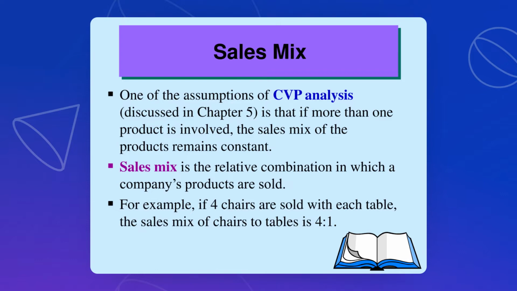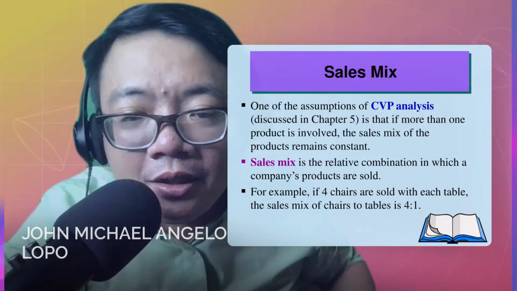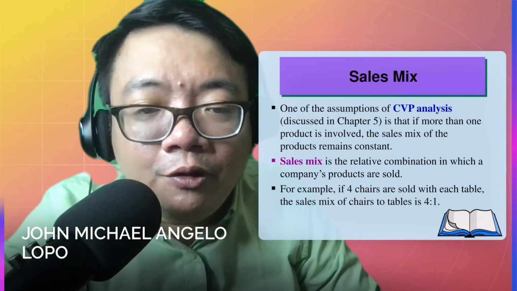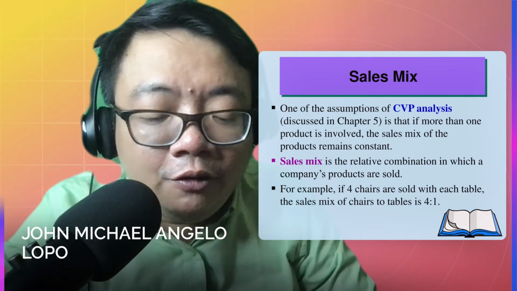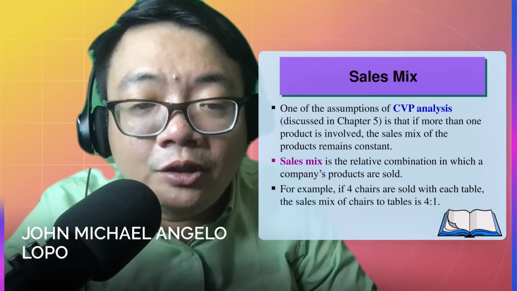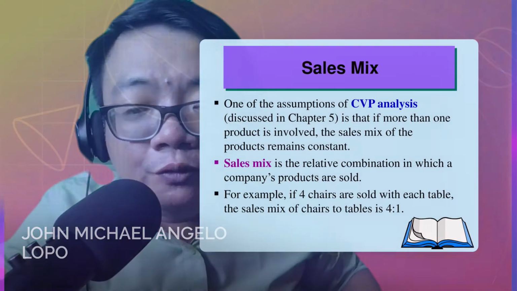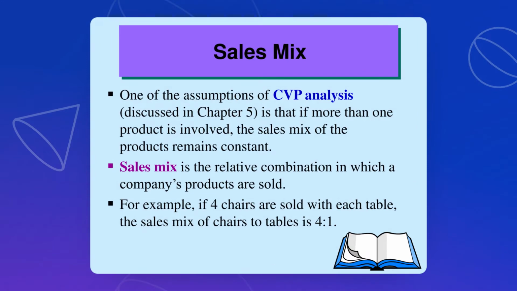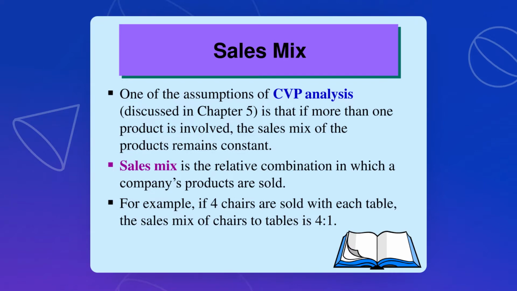Alright. So what do you mean here by sales mix? It is the relative combination in which the company's products are being sold. For example, class, if you have 4 to 1. If 4 chairs are sold with each table, the sales mix of chairs to tables is 4 to 1. So that's the meaning, or the reason why you have your sales mix. Alright, how do we do that?